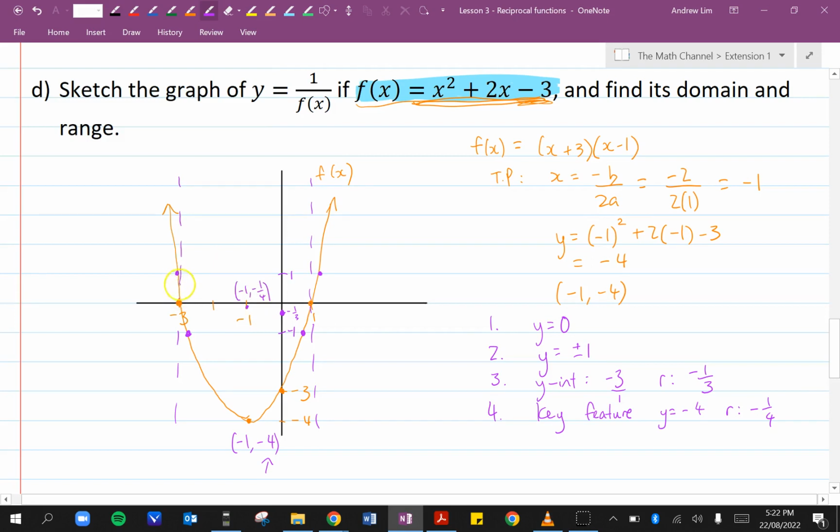This part here is really close to 0. 1 divided by something really small is really big. Okay, so we can graph that. Here, really small, really close to 0. So 1 divided by something really small is really big in a negative direction. Yep.